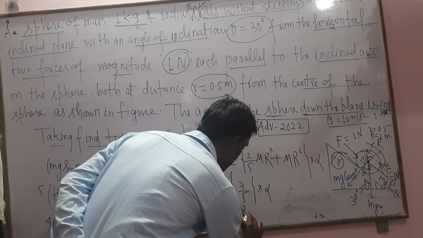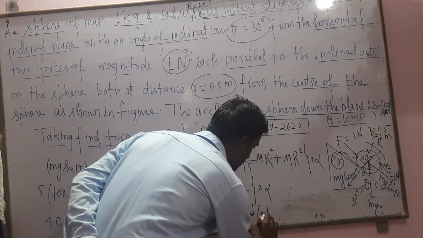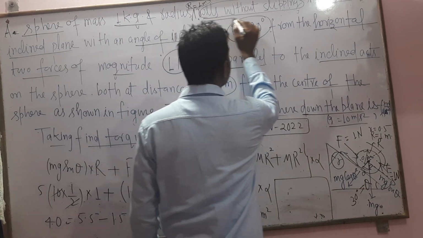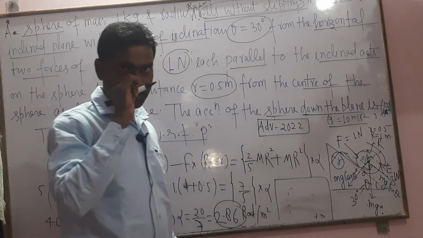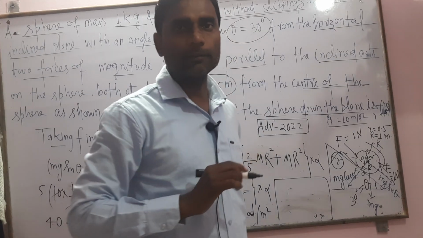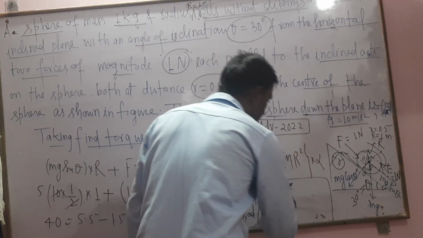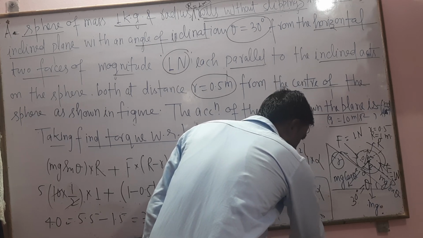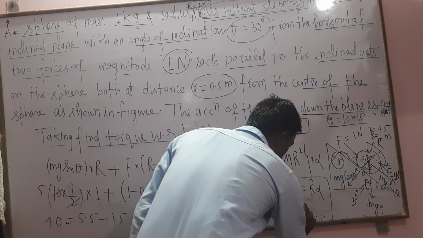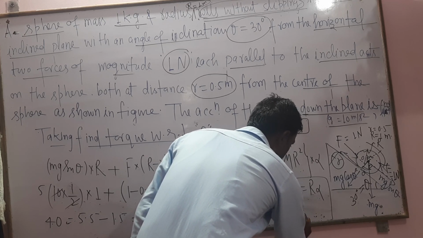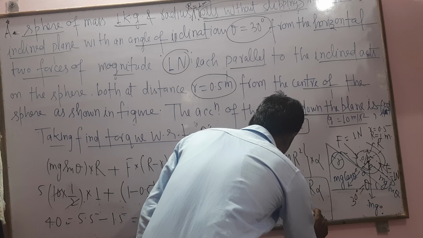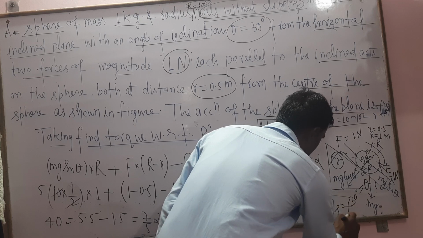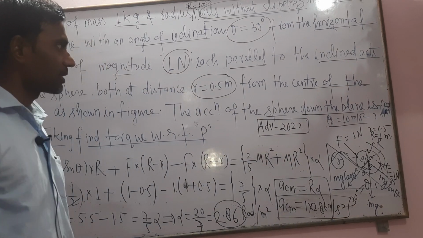The unit is radians per second squared. But we are given that the sphere rolls without slipping, and rolling without slipping means a_CM equals R times alpha. So we need a_CM, the acceleration of the center of mass of the sphere, which equals 1 times alpha, 2.86 meters per second squared. This is the final answer.